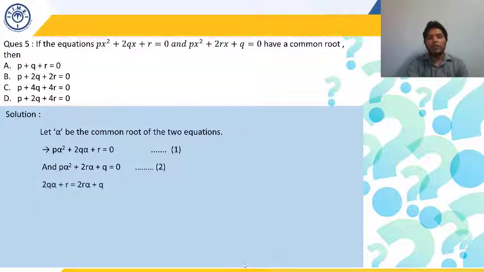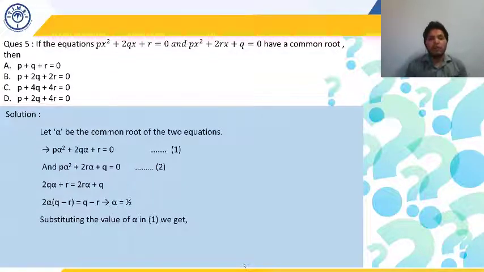So we have got two equations. We can just subtract both of them or equate both of them. After subtracting, what will I get? 2q alpha plus r is equal to 2r alpha plus q. We can take alpha to one side and the constant terms to the other side. So 2q alpha minus 2r alpha, we can take 2 alpha common, it will be q minus r, and we take r to the right side, it will become q minus r. So q minus r will get cancelled out. What is the value of alpha? It is 1 by 2. So we have got the value of the common root.